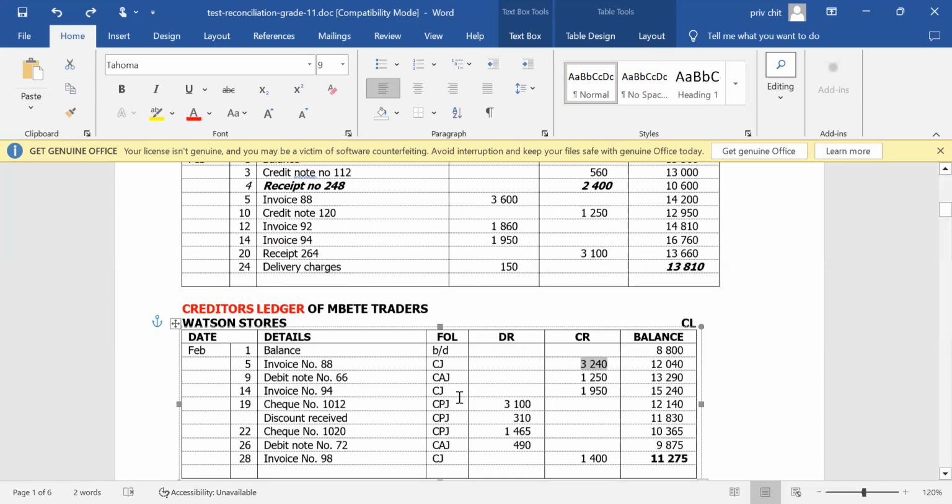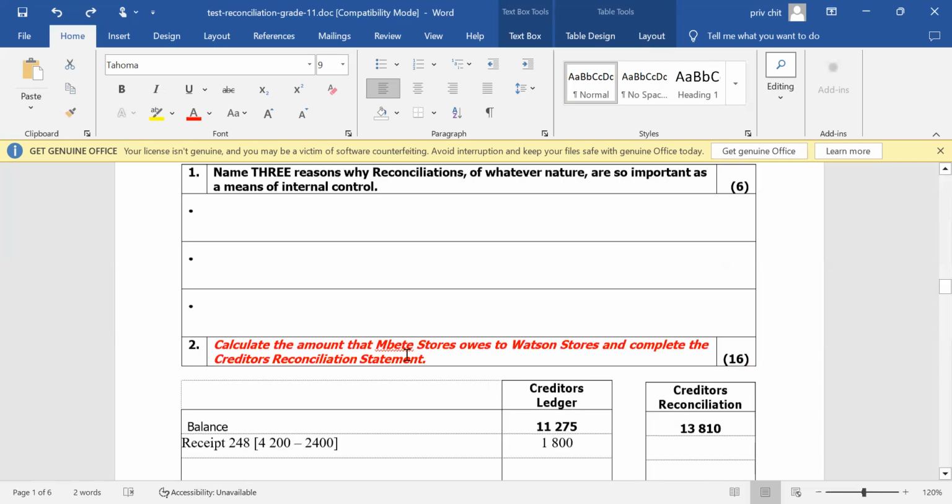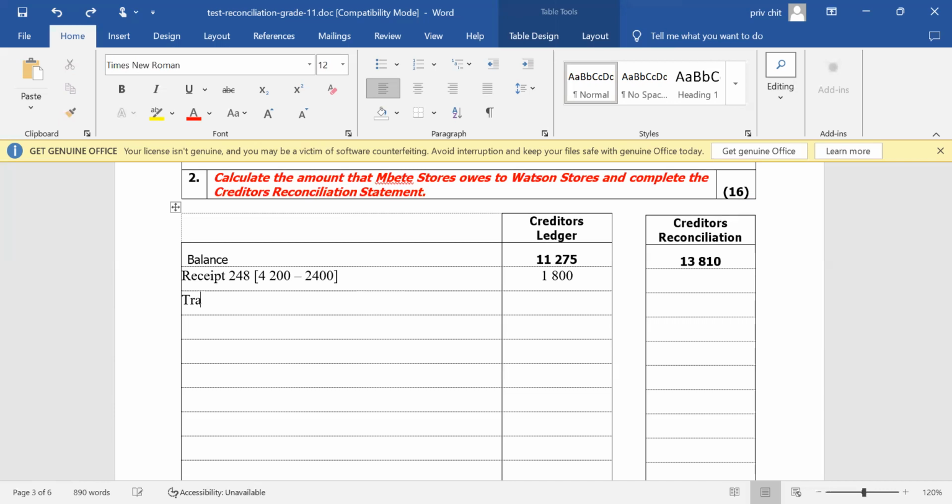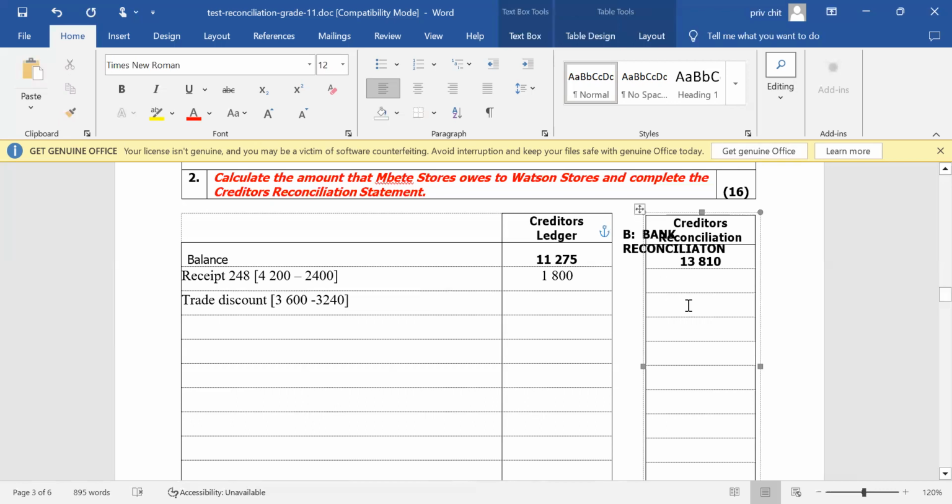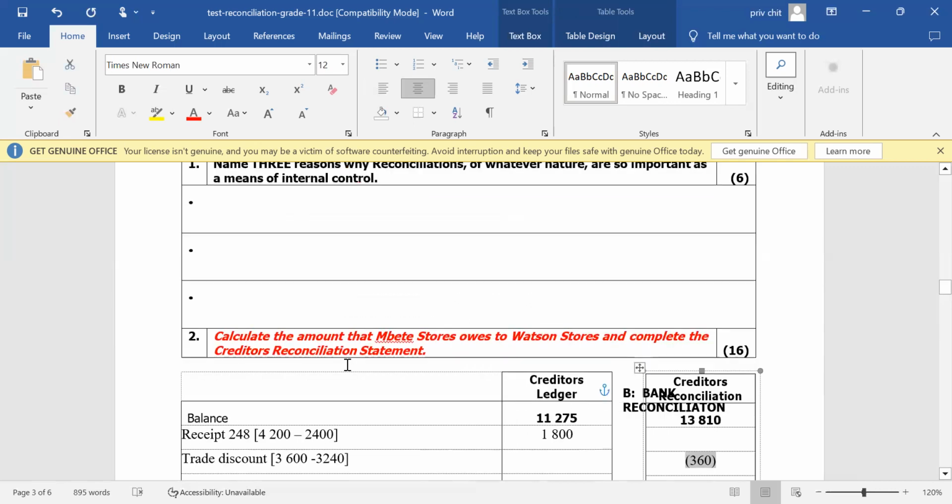So on their side, we just have to subtract 360. Exactly. So we just simply go trade discount. Then we simply show the calculation 3,600 minus 3,240. And then on this side... 360. There it is. Is it making sense, young man? Yes, that one I do understand. Okay, let's do quick.